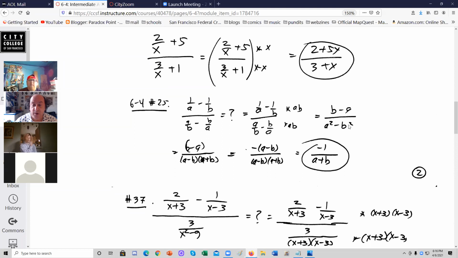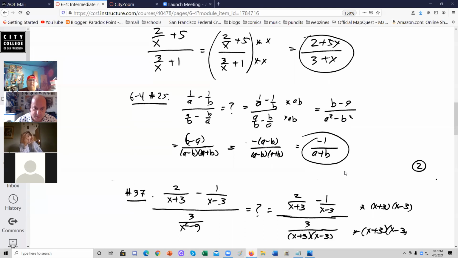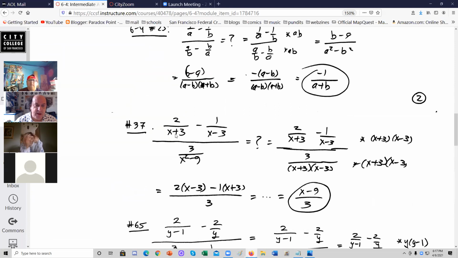Oh, but we can go a little further. A squared minus b squared factors into a minus b times a plus b. That's underneath b minus a. Well, wait a minute. B minus a and a minus b are not quite the same. The subtractions differ in order. We'll rewrite b minus a as the opposite of a minus b. So the opposite of a minus b over a minus b times a plus b. The a minus b's cancel, and we're left with negative 1 over a plus b. That's the answer here. Now here we have 2 over x plus 3 minus 1 over x minus 3.